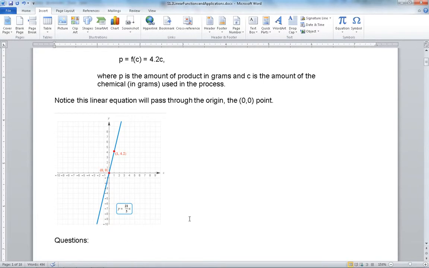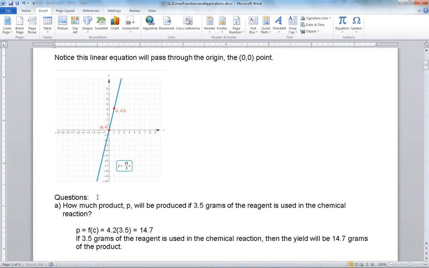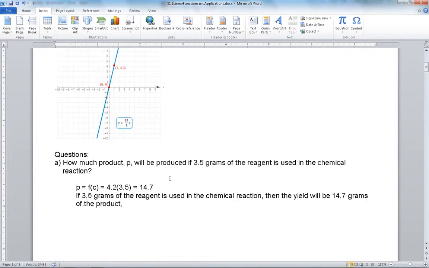Now what types of questions can we ask in this type of scenario? Well, one thing we could do is say, how much product, P, would be produced if 3.5 grams of the chemical is used in the reaction? So in this case, we go back to our equation, which was, remember, f of C is 4.2 times C. So we plug in the amount of chemical we put in, 3.5 grams, multiply that out, and you get 14.7.